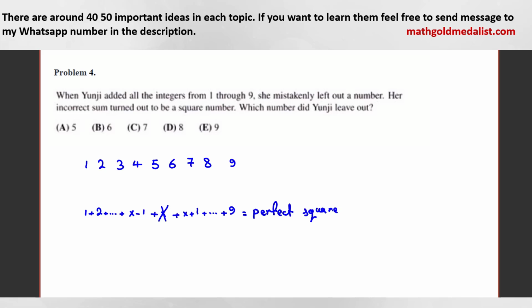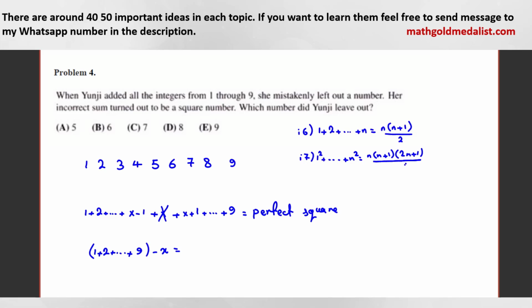Perfect square. Now what can we conclude? We can say, okay, left-hand side is what in terms of x? It is 1 to 9 minus x because we don't have x. It is a perfect square. Okay. Idea 6. We have some identities before the exam. I said they are important. And you should memorize. One of them is 1 to n, n times n plus 1 over 2. Idea 7, for example, you should know 1 squared to n squared. It will be n times n plus 1 times 2n plus 1 over 6.